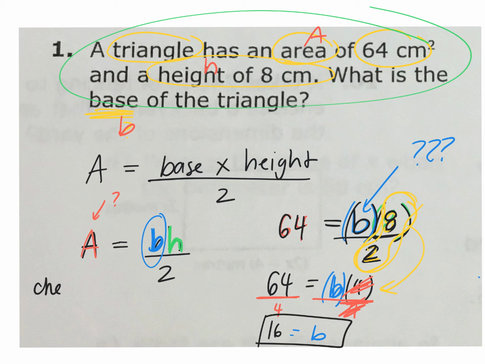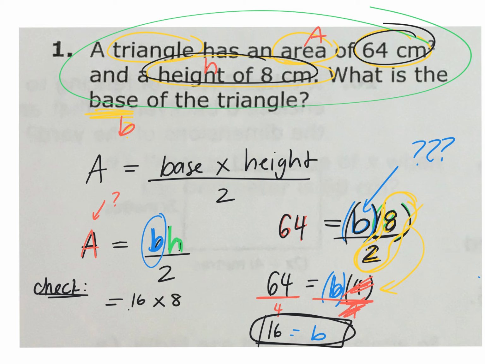Let's check. Hold on. The area was 64. Let's see if it makes sense. Area of a triangle is equal to the base. Well, what did we just say the base was? 16 times, what's the height? 8. Divided by 2. That's the formula for area. What's 16 times 8? 128. What is 128 divided by 2? 64. So, does it work?